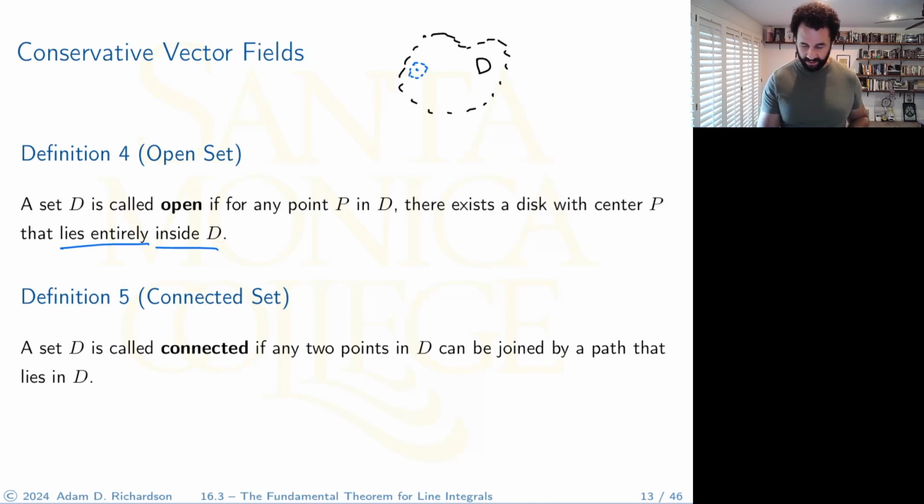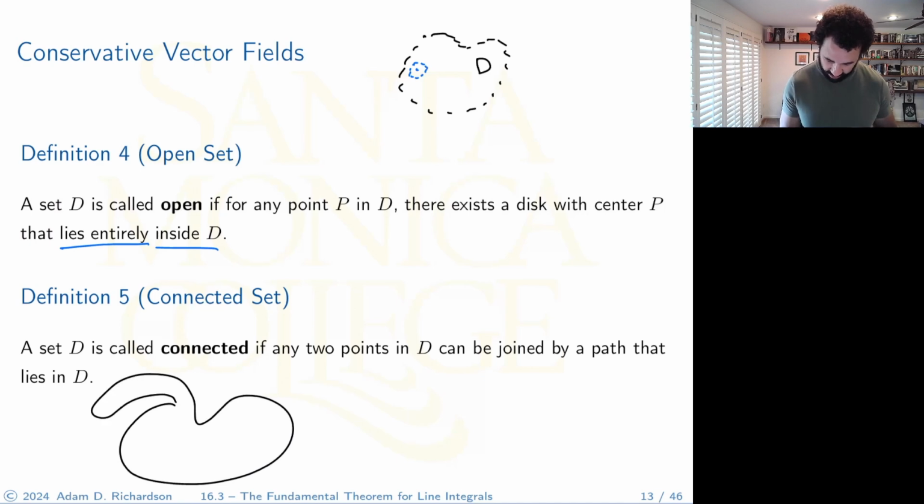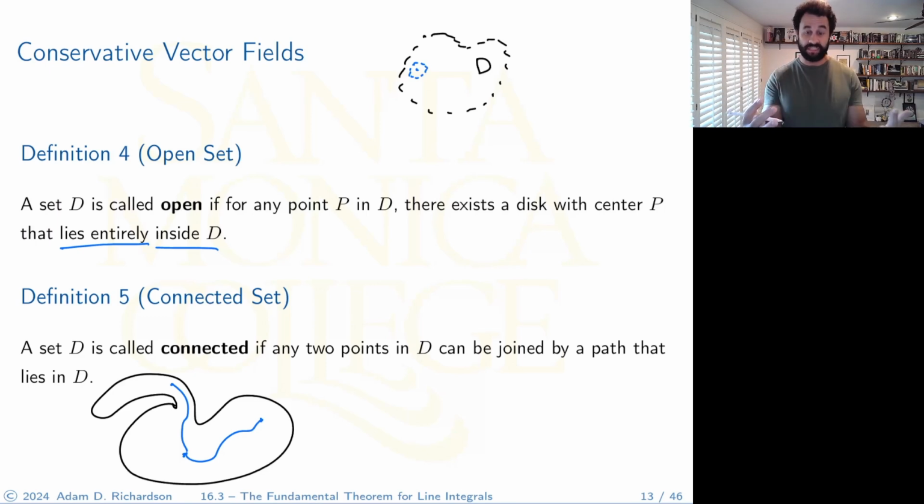Now, what does it mean to be connected? A set D is called connected if any 2 points in D can be joined by a path that lies inside of D. Let me give you an example. This set right here is connected. The reason is that it doesn't matter where you pick 2 points, you can draw a path that connects them, just like so. So it's connected if you can connect any 2 points without leaving the set.